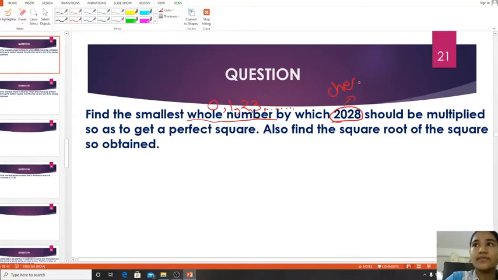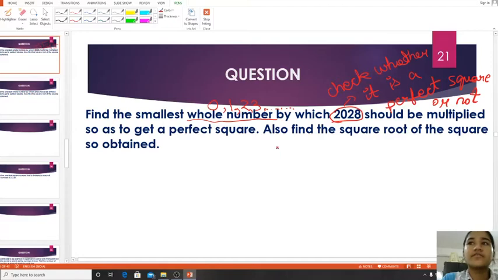Check whether it is a perfect square or not. For that we'll have to go with the prime factorization method, because if we take repeated subtraction, it's going to be lengthy. So let's proceed.